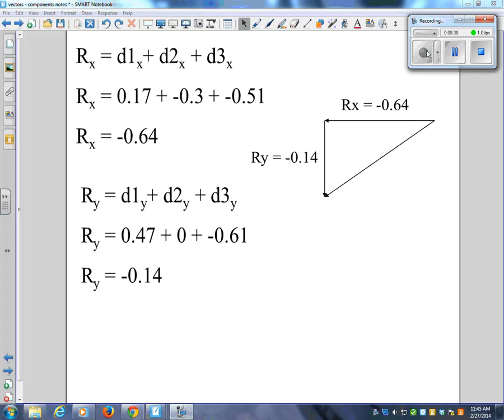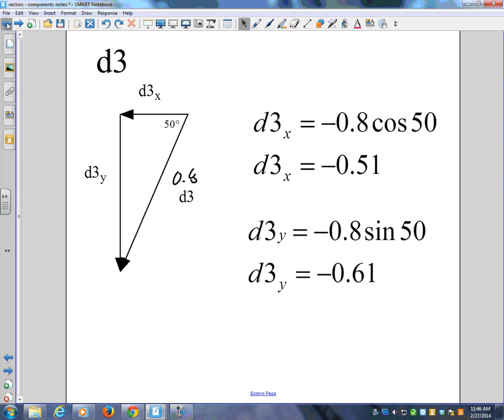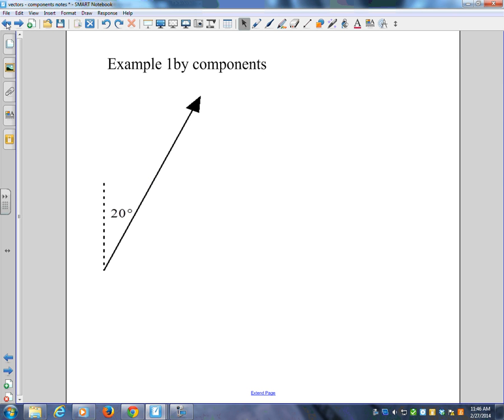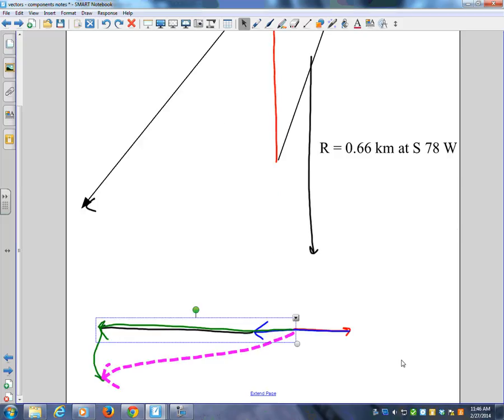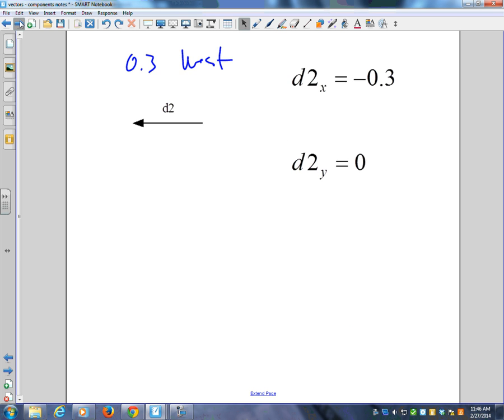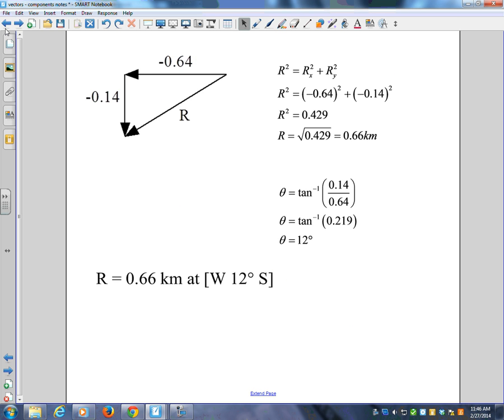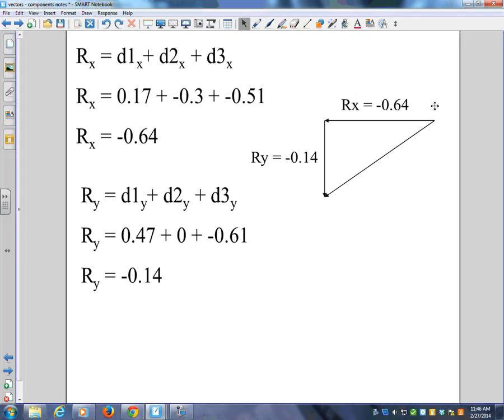Okay, so now what we do is we take the x component and the y component and we add them together. Again, very much like I did back on this slide, when I put all the x's left and right, I put all the y's together, and then I ended up with a right triangle, and I ended up with that pink hypotenuse. So, same idea here, right? X is to the left, minus 0.64, the y is down, minus 0.14, and now because it's a right triangle, you can use Pythagoras to solve it.